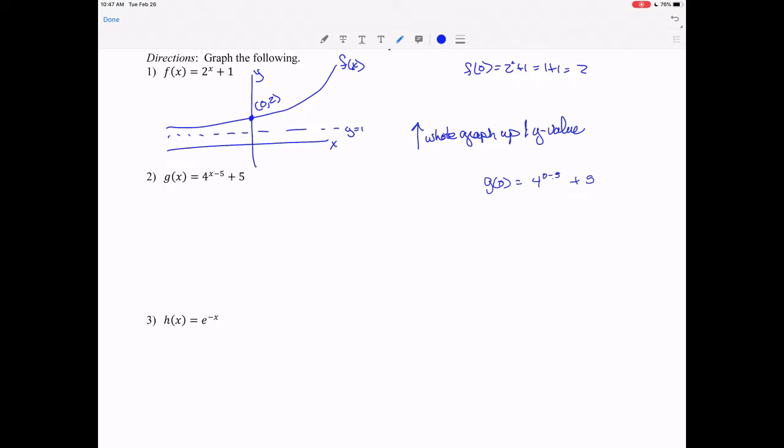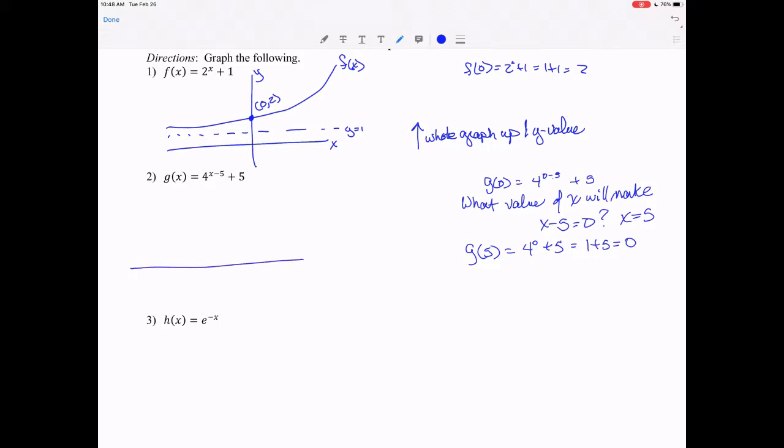What value do I need to put into the exponent? So what value of x will make x minus 5 equal to 0? Well, the answer to that is if x equals 5. Right? So if I have g of 5, then I get 4 to the 0 plus 5, which equals 1 plus 5 equals 6.